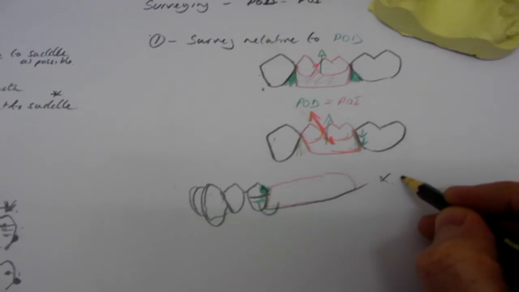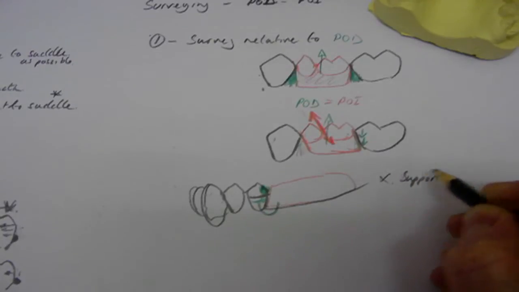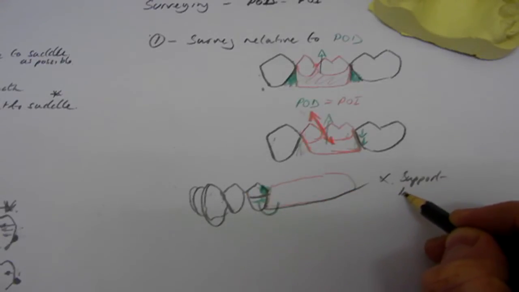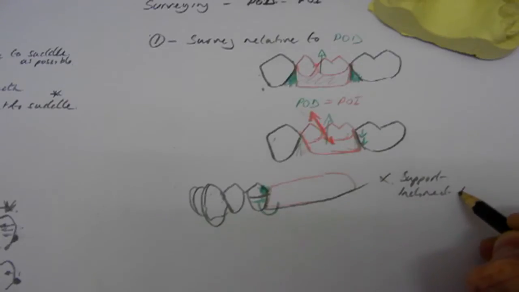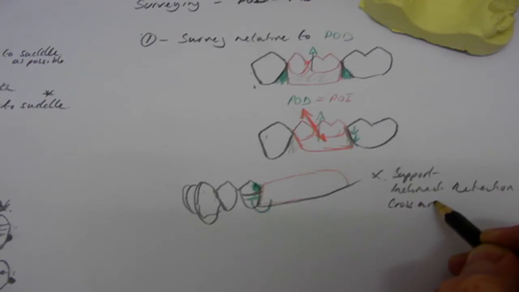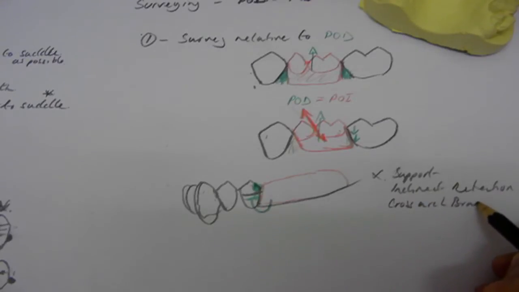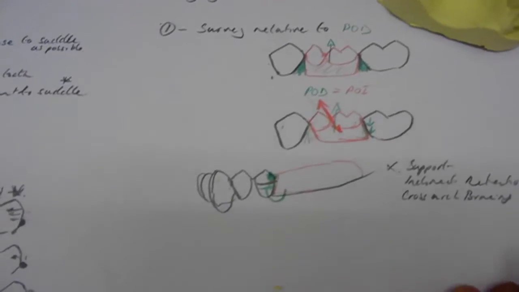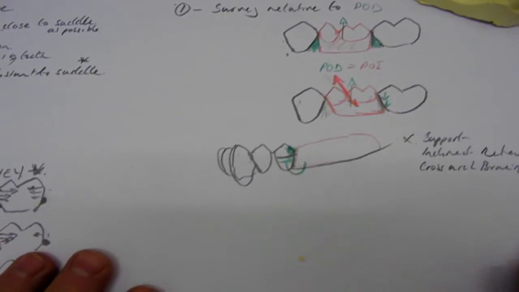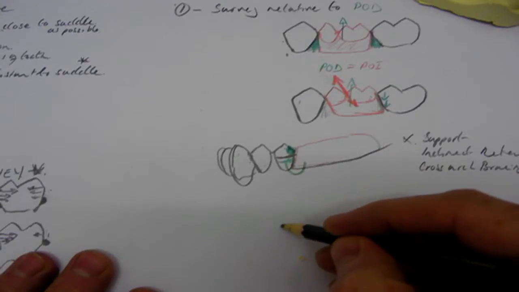So there's one reason with regards to support, so we changed the design to a mesial rest to improve support. We also do it to provide indirect retention, and thirdly we do it to provide cross arch bracing. We'll discuss each of those now. So let's start off thinking about support then. So we'll draw this again.